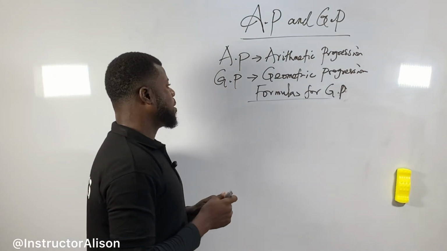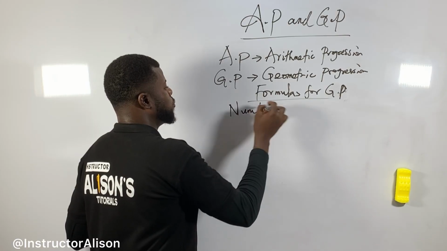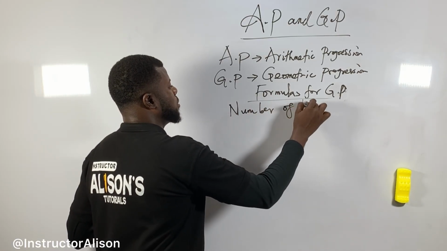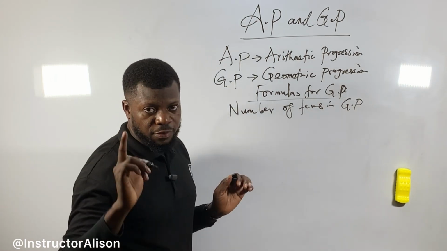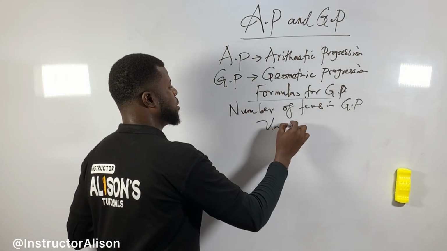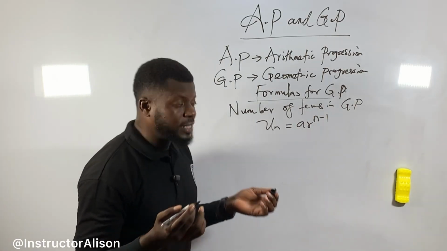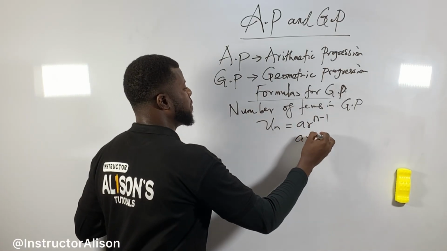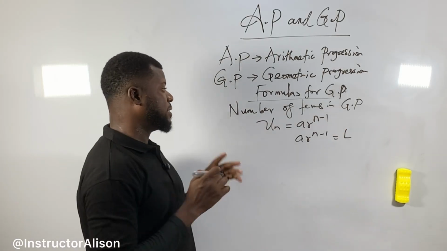Now, the first formula we want to talk about, when you talk about number of terms, to find the number of terms for a GP, the first formula I want to introduce: U subscript n equals a r raised to the power of n minus 1. In case they give you the last term, a r raised to the power of n minus 1 equals L. All the parameters are the same, except r.